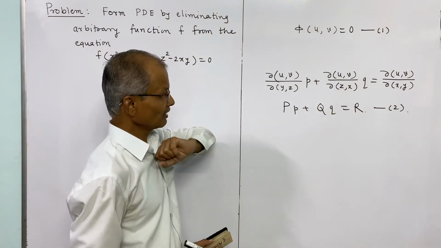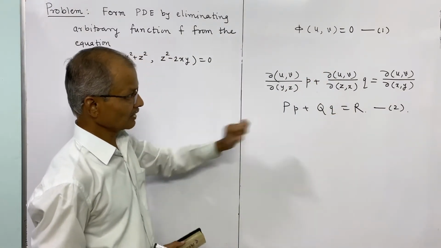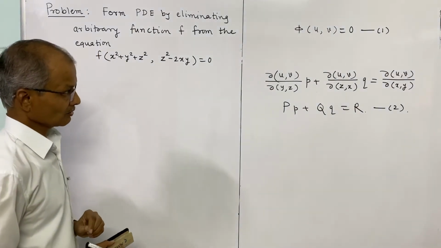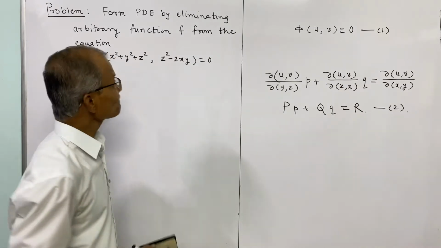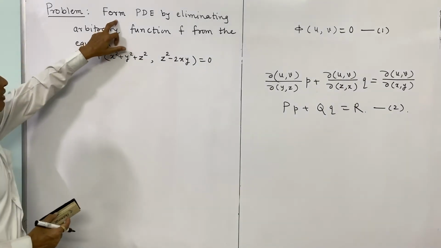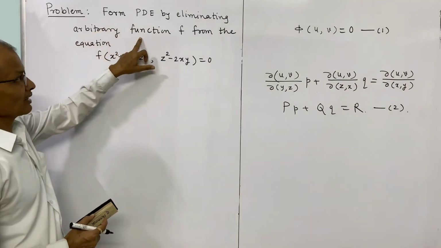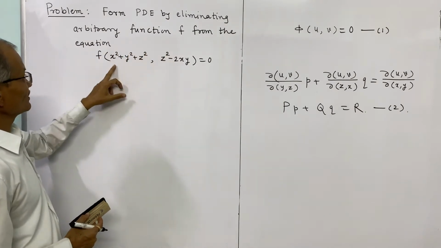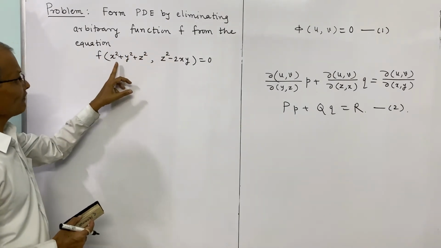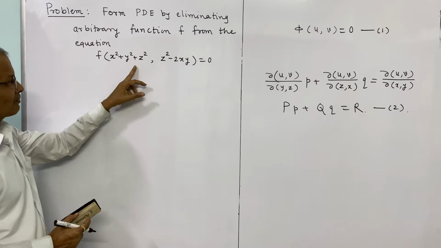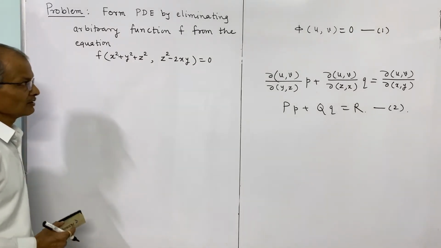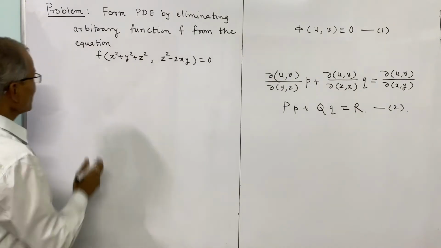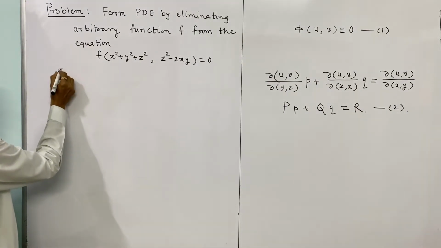Now we will consider an example, a problem on this, so that the procedure will be more clear. Now this is the problem. Form the PDE by eliminating the arbitrary function f from this equation: f of x square plus y square plus z square, and z square minus 2xy, is equal to 0. Now we shall solve the problem.